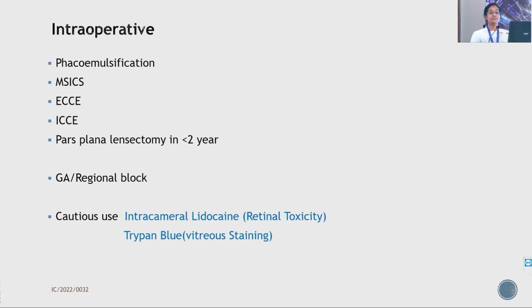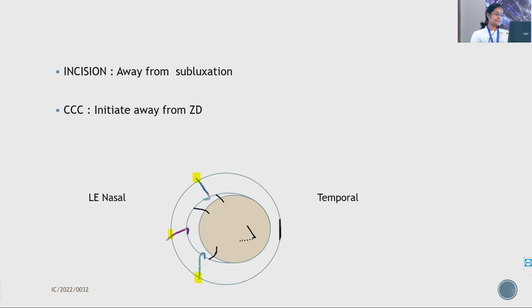This is the only case when we actually do ICCE in this era also. And pars plana lensectomy is done if the age of the child is less than 2 years. It is usually done under a general or a regional block. And here we have to use some agents cautiously. The intracameral lidocaine and trypan blue can go in through the area of the zonular dialysis into the vitreous. Lidocaine can cause a retinal toxicity and trypan blue can stain the vitreous, thus impeding the visualization of posterior lens capsule.